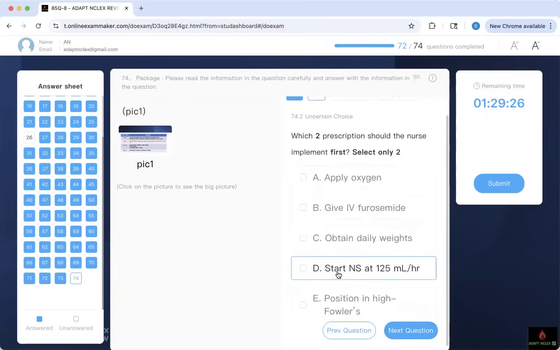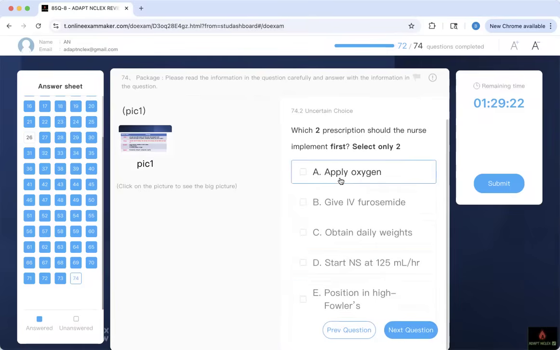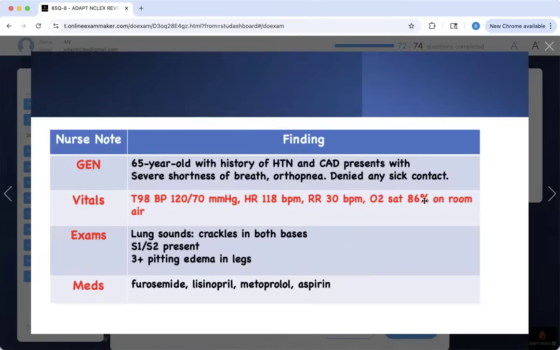Which two prescriptions should the nurse implement first? Select all that apply. Do you give them oxygen? Furosemide? Check their weight. Normal saline at 125. High Fowler's position. Look at it. Saturation 86. Tachypneic, 30. Lungs sound crappy. What do you want to do?